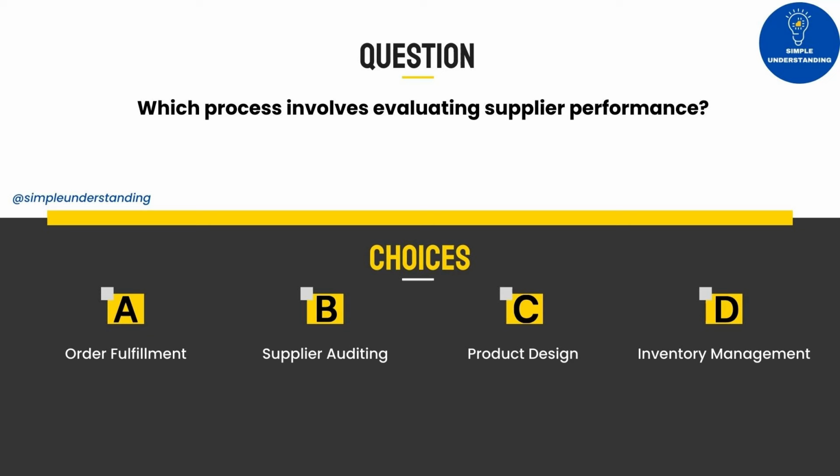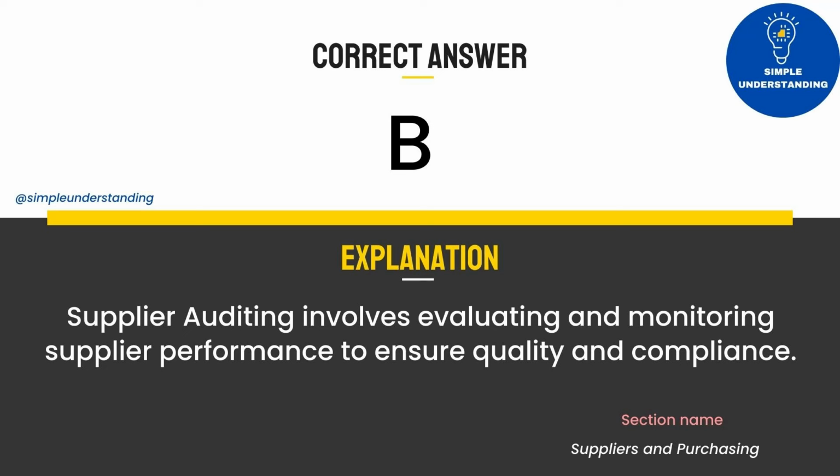4. Which process involves evaluating supplier performance? A. Order fulfillment. B. Supplier auditing. C. Product design. D. Inventory management. Correct answer: B. Overall explanation. Supplier auditing involves evaluating and monitoring supplier performance to ensure quality and compliance.